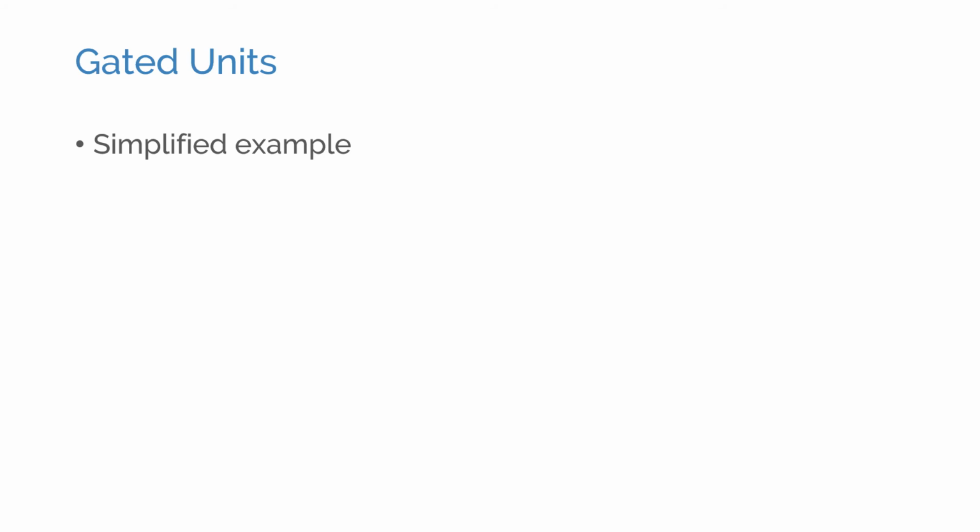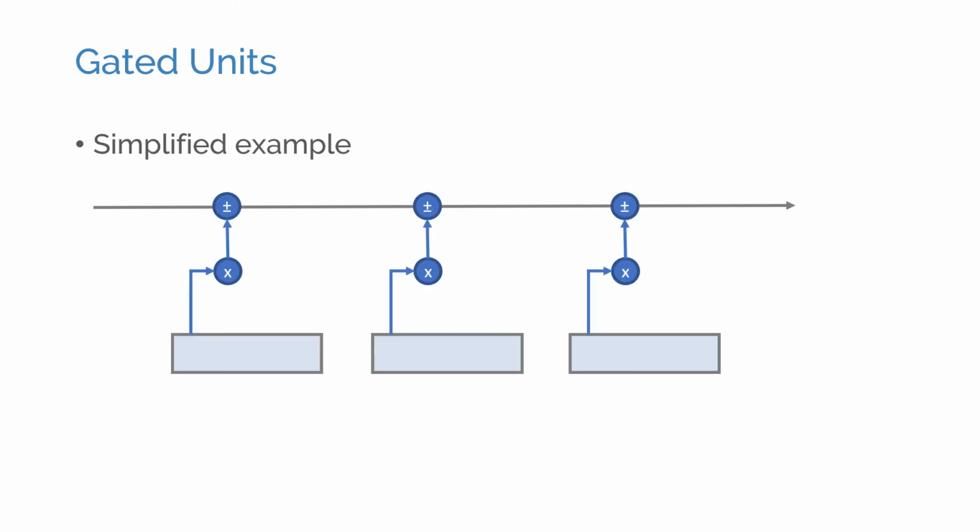Let's build an extremely simplified version of a gated unit. We have a main channel where all the modules will connect to. We have modules that can add or remove information from this channel, where what needs to be kept or discarded is determined by sigmoid gates. Actual LSTMs and gated recurrent units are more complicated than this simplified example.